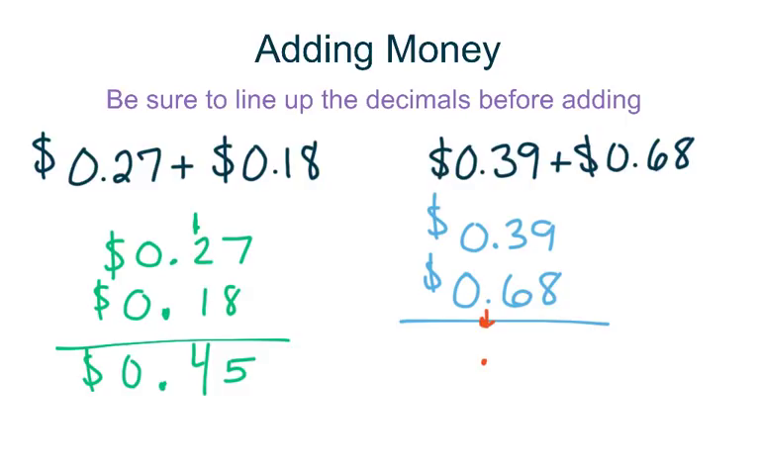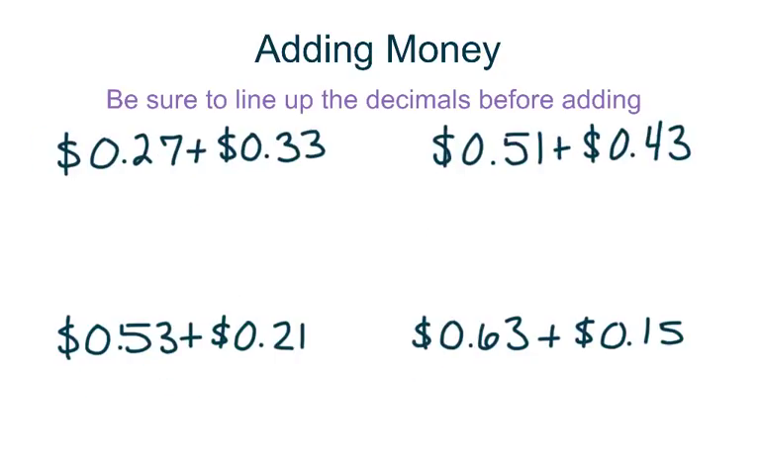So 9 plus 8 gives me 17. I carry. 1 plus 3 is 4 plus 6 is 10. I carry, and I have 1. It's really important that I bring down that decimal so that I can get $1.07. This way my decimal is already in the correct location and all my place values are lined up. Go ahead and give these next few a try.